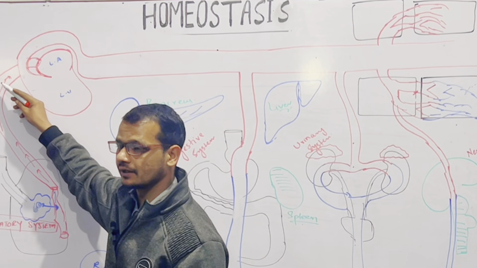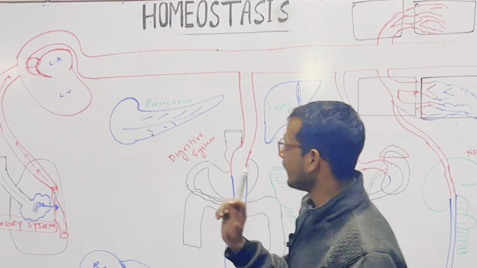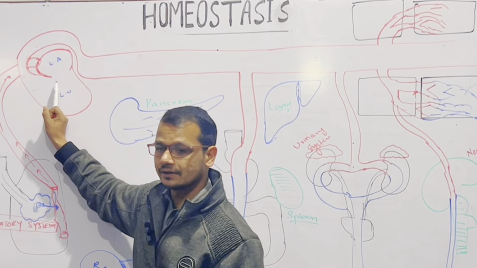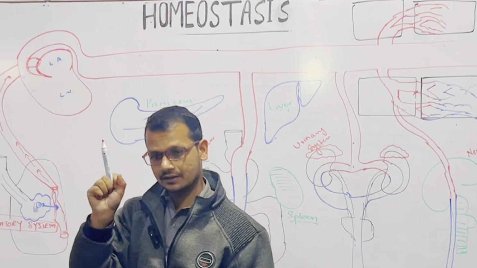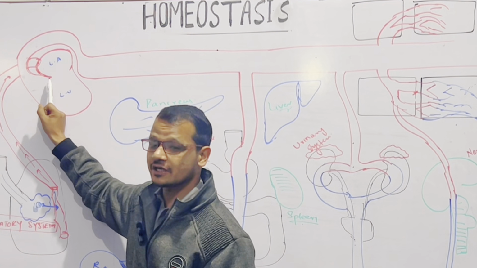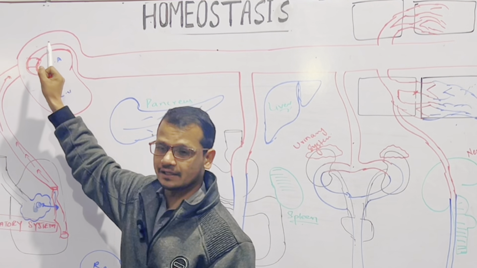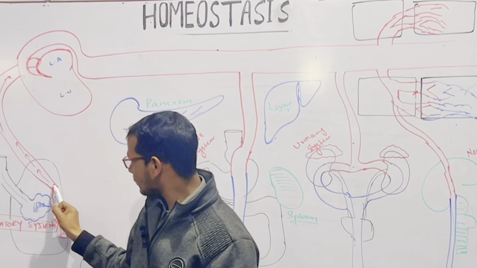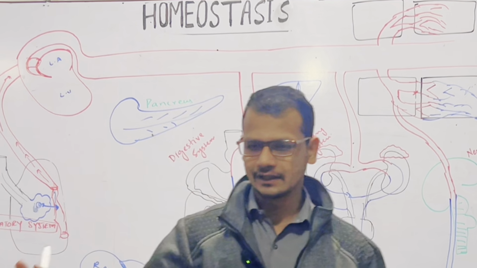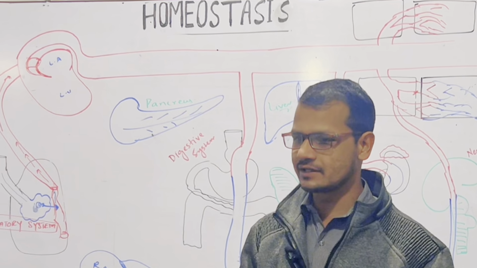You will remember this point in your mind: all the vessels leaving the heart are called arteries, and all the blood vessels joining the heart, coming to the heart, are called veins. Whether the blood is oxygenated or deoxygenated, a vessel coming to the heart is called a vein.